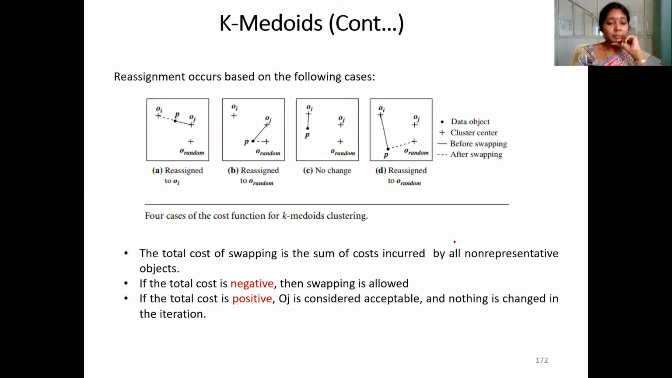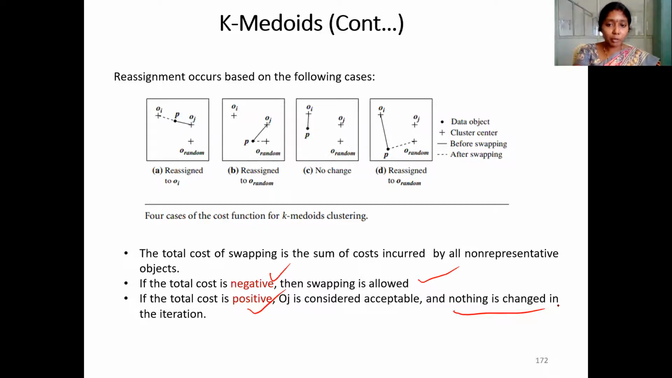If you observe here, if the total cost is negative, then the swapping is allowed. That means the new representative is considered. If the total cost is positive, then we need to go with the previous representative object only. That means nothing is changed if it is positive.